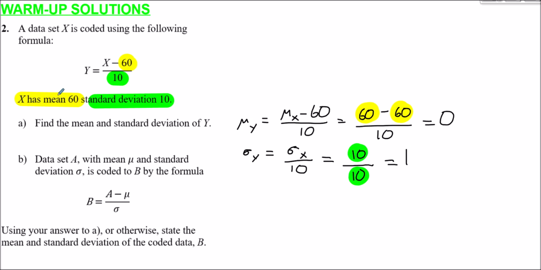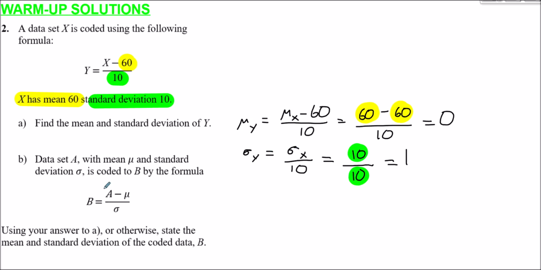So if the mean is a certain value, in this case 60, and we subtract that from the original values, and the standard deviation is a certain value, and then we divide through by the standard deviation, you'll see that that'll transform the mean of the coded data into 0, and the standard deviation of the coded data into 1.